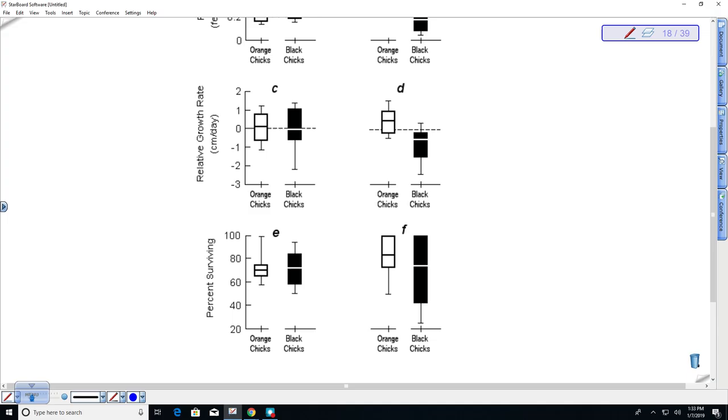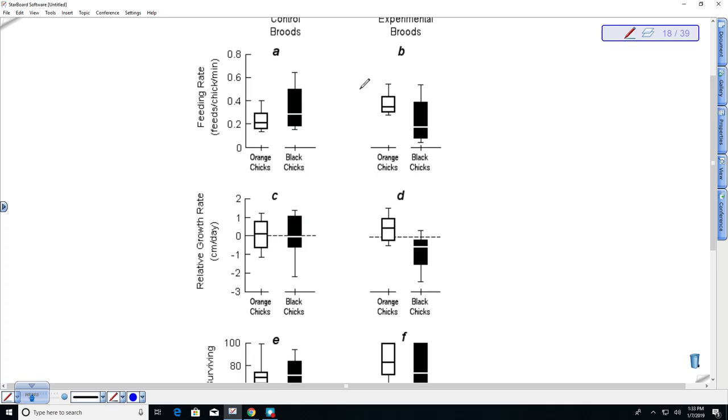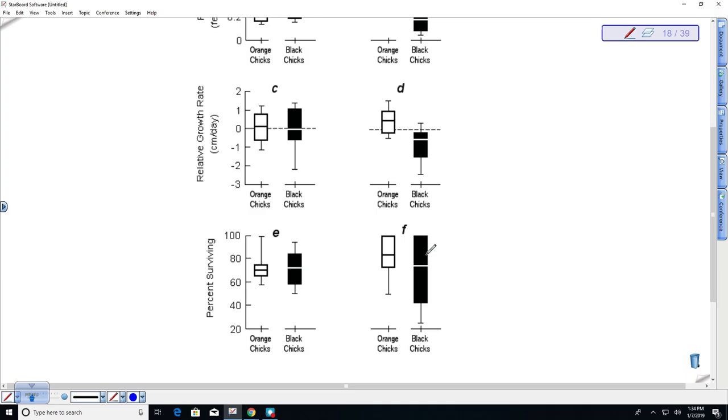But then if you look at when the parents are given a choice, you notice that in most cases, and they say this is using a statistic, it is significantly different, right? So there's significantly more feeding of orange chicks, growth rate of orange chicks, and surviving compared to the black chicks. So in conclusion, it appears that coloration is what the parents are cueing in on rather than begging.